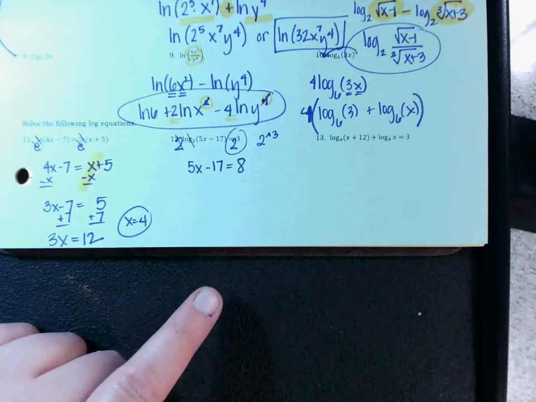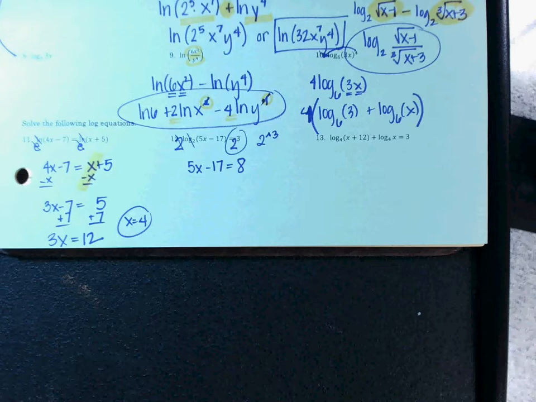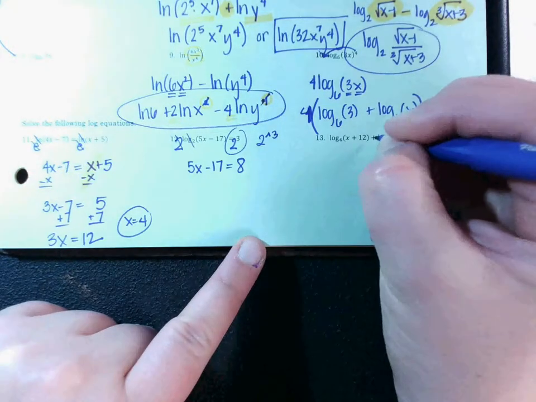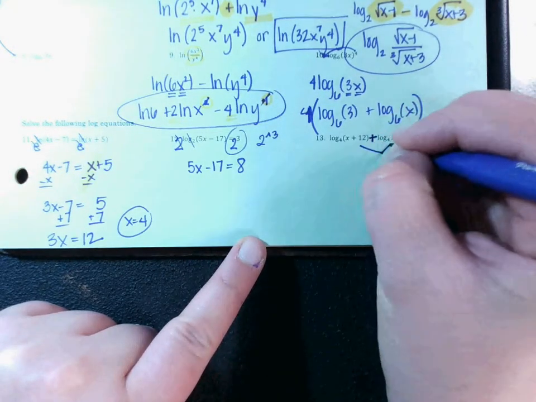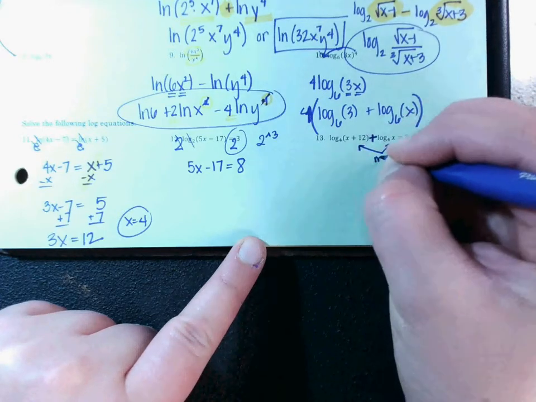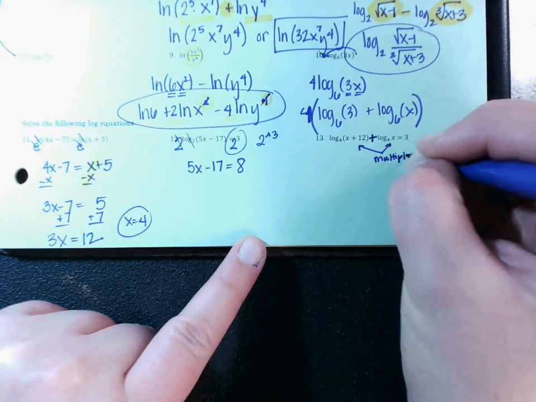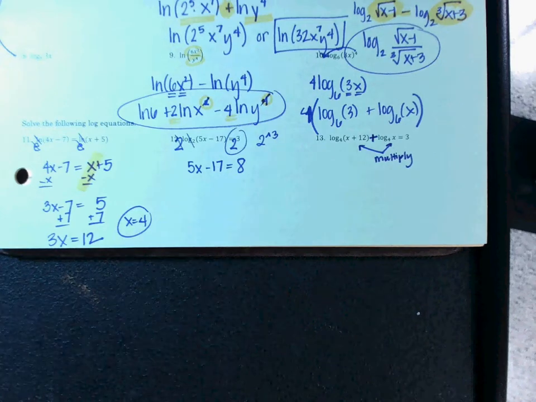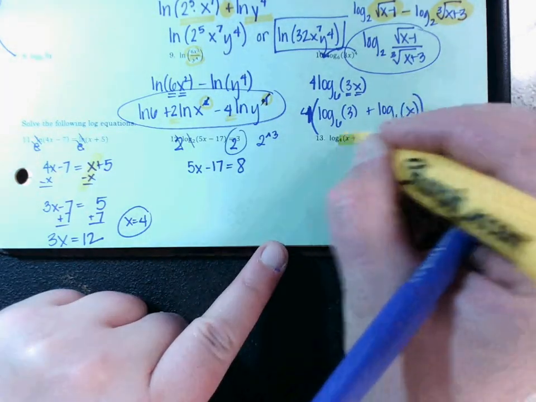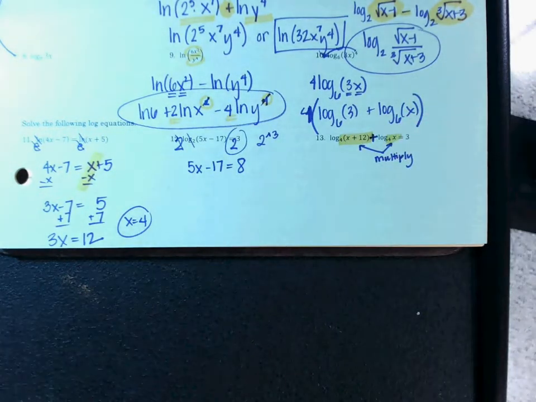Okay, take a look at number 13. So 12 you'll finish on your own. 13, I have 2 logs. You cannot raise both sides if your logs are on the same side. So instead, what I'm going to do is, if this is a plus here, I need to multiply these guys. I need to combine my logs to be together inside one log. So when I do that, I'm going to do x plus 12, multiplied by another x. That's going to require distributing.